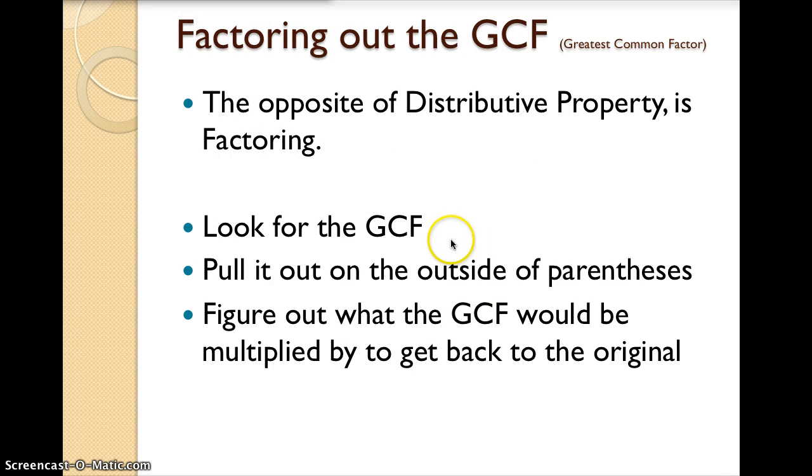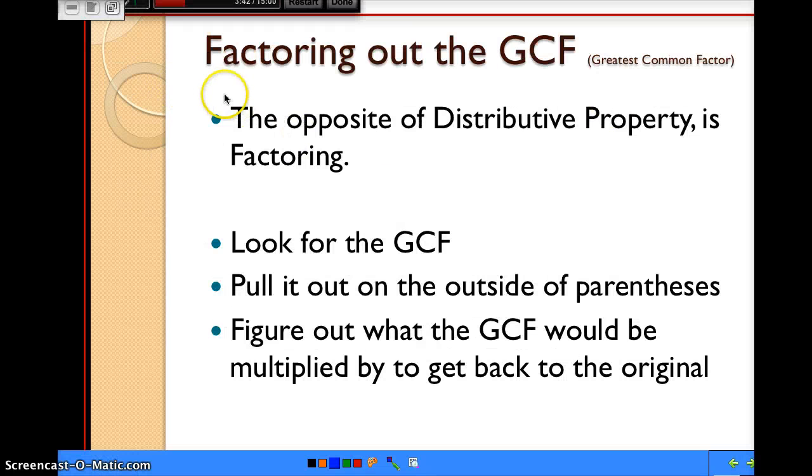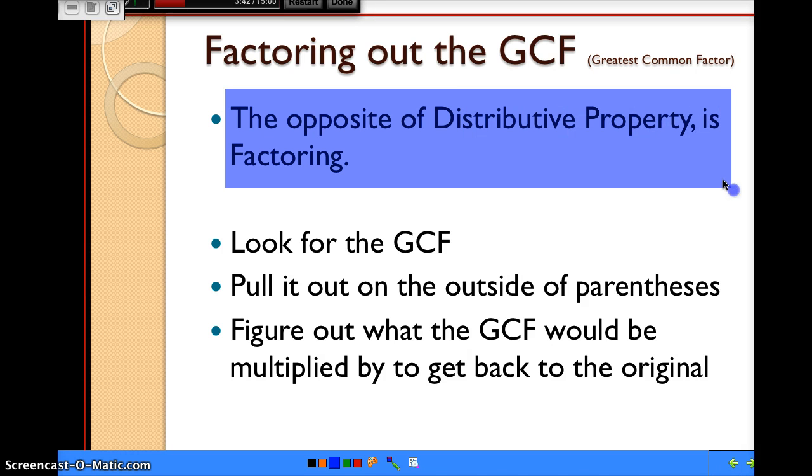Factoring out the GCF. Remember, what you have learned a few years back, that GCF stands for greatest common factor. The opposite of distributive property is called factoring. This is a really important comment here. The opposite of distributive property, which is what you've been doing for a couple years, if you do the opposite of that, you're actually doing a factoring. And you're going to learn how to factor out the GCF.